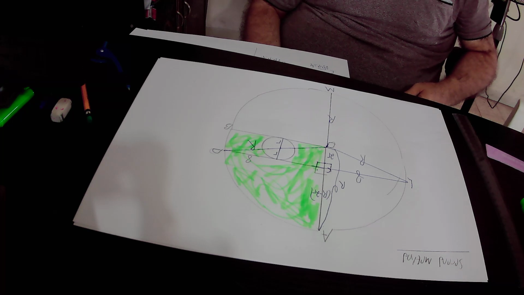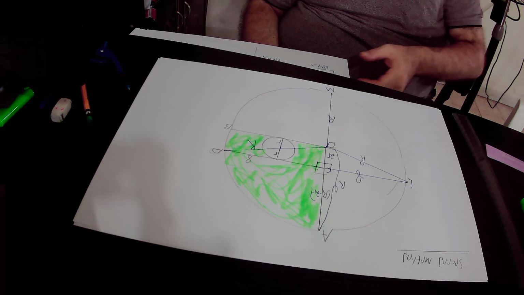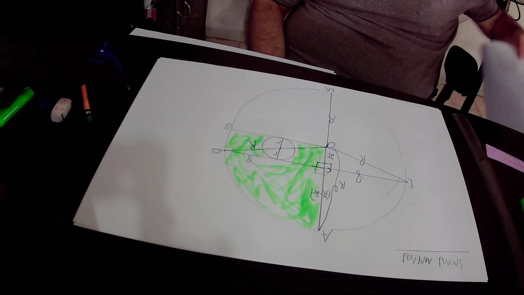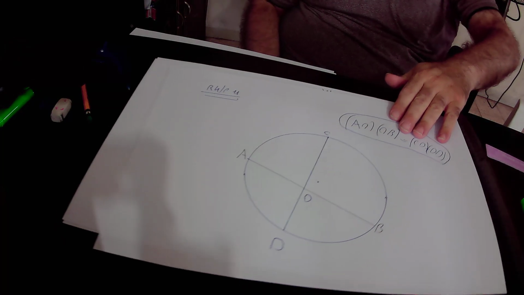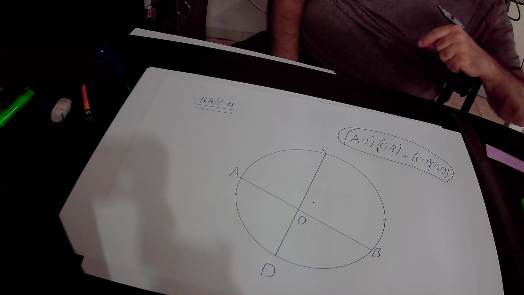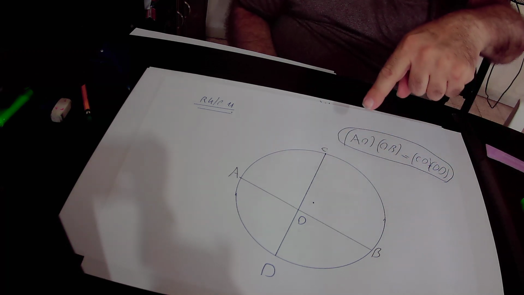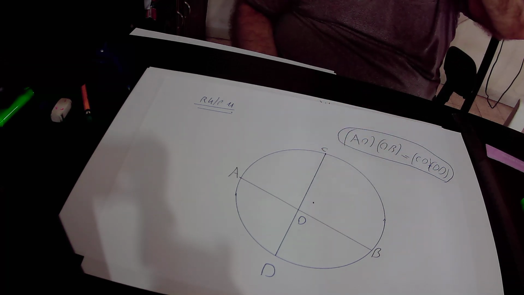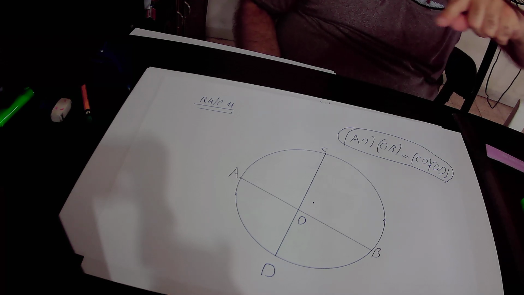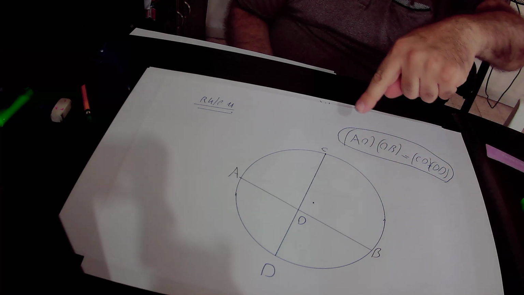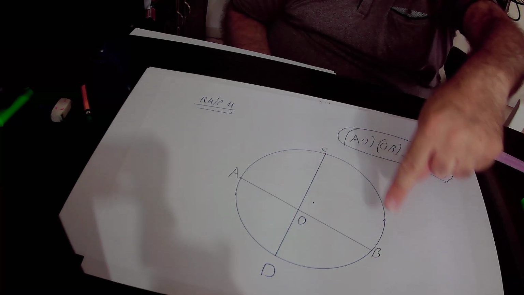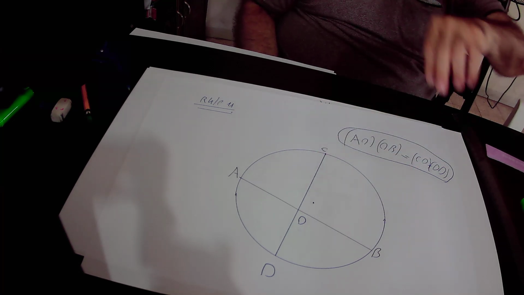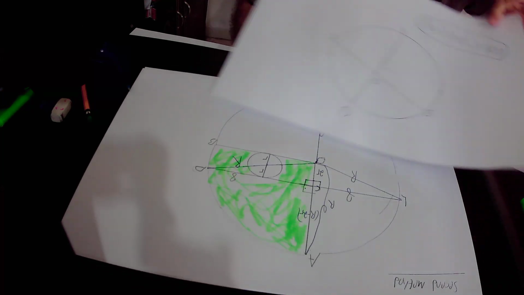In the next step, I'll present to you rule number 11, and we'll implement rule number 11 in our drawing. According to rule number 11, if we have chord AB that intersects with chord CD at point O, then the following equation is true: AO times OB equals CO times OD. Again, AO times OB equals CO times OD. Now we will implement rule number 11 in our drawing.